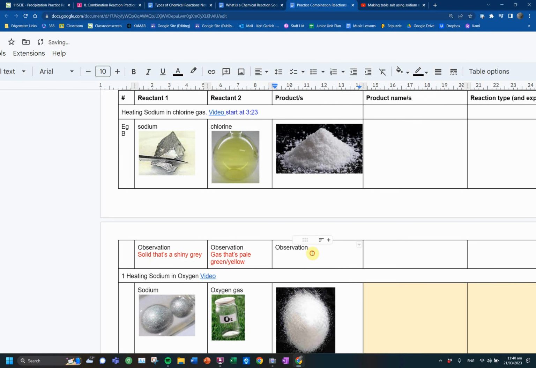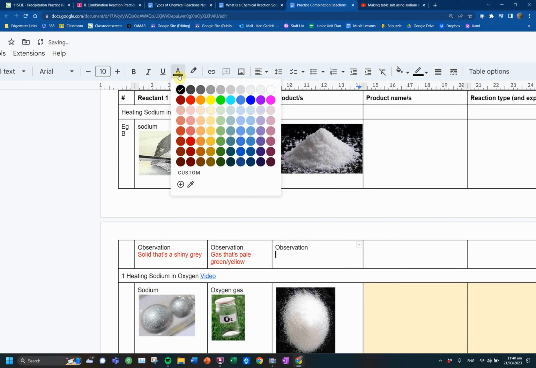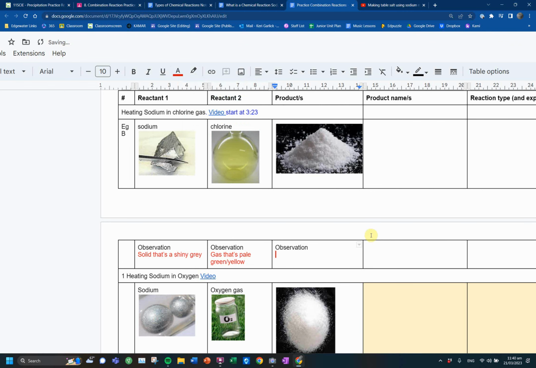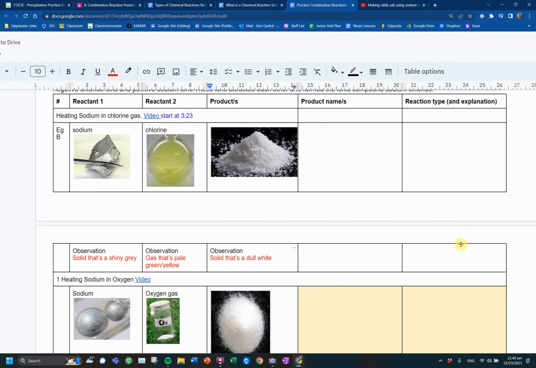All right, then when we think about our product that we observed, we see what type? Solid, liquid, gas. Is it shiny? Or it's kind of dull now. Dull. What color would we describe it? White. All right. Cool. Are we okay with that so far?